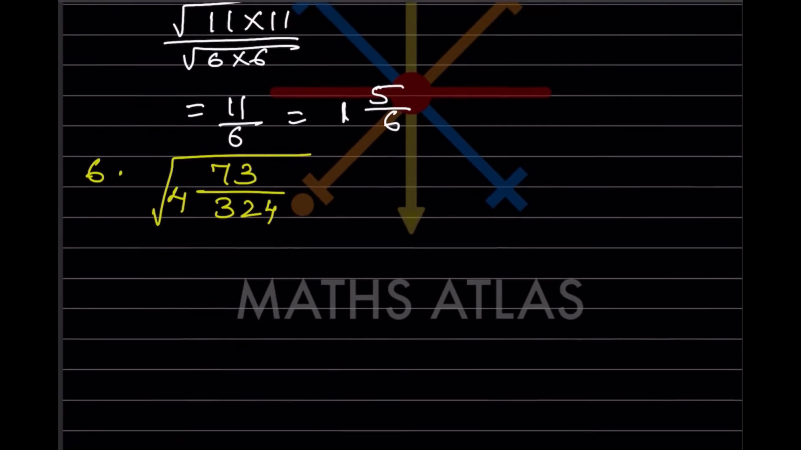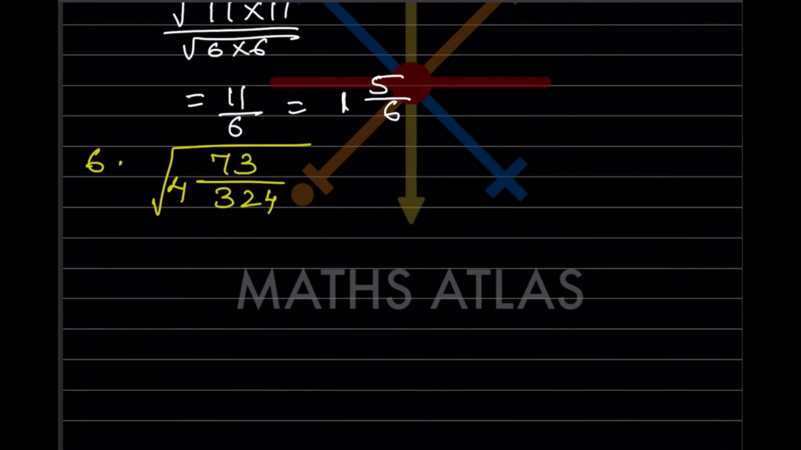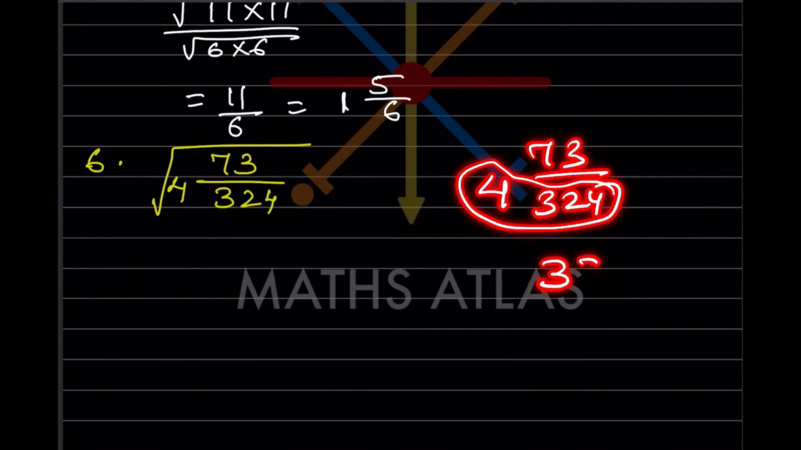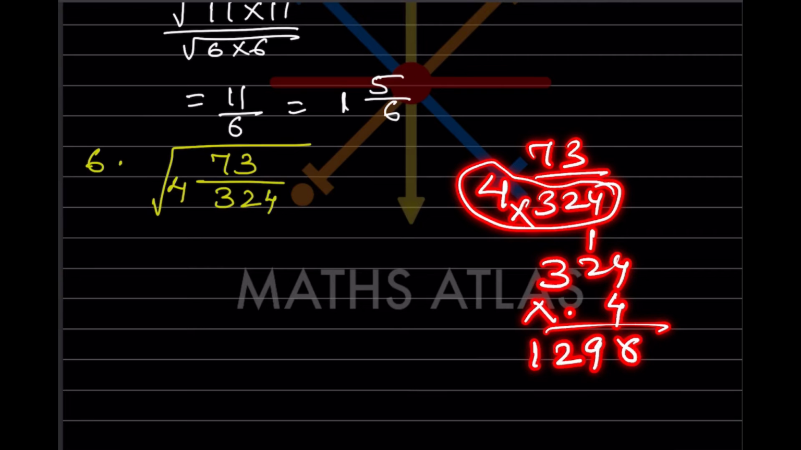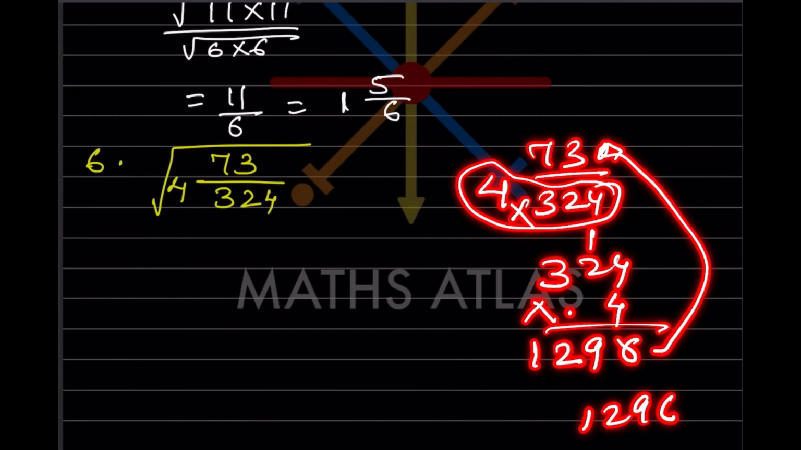Now look at the sixth one. Again, what are you going to do? You are going to multiply this. Let me write it separately over here. You are going to multiply this into this. That will be 324 into 4. This you are going to multiply, so this will be 1296. And 1296 you are going to add to this number. So 1296 and 73, that is going to be 1369.